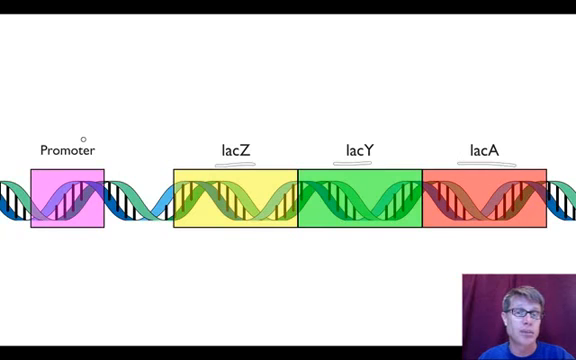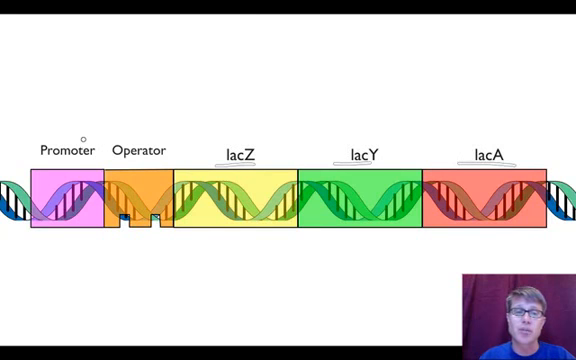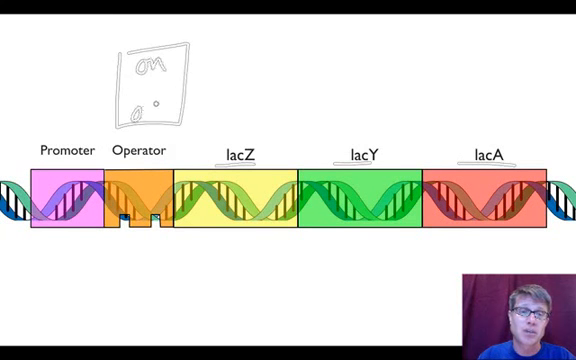Remember, that's going to be where RNA polymerase grabs on. And the other thing they'll have in an operon is called an operator. An operator sits right between the promoter and the genes, and the way I like to think about it is it's like an on-off switch. And so it can either be set in an on position or it can be set in an off position. And so it regulates whether or not we turn the genes on or we don't.